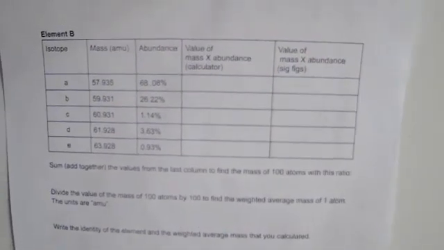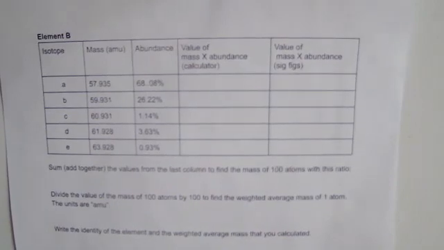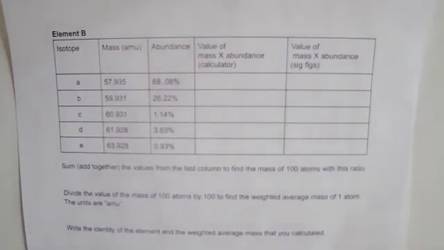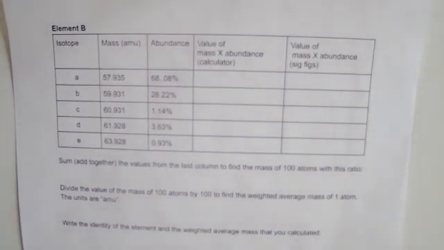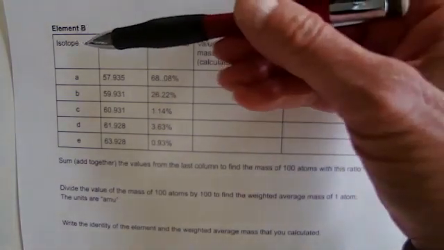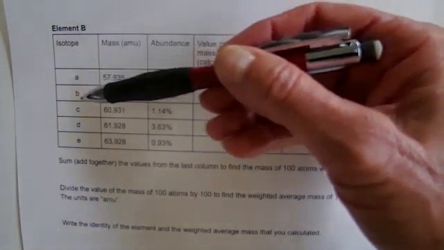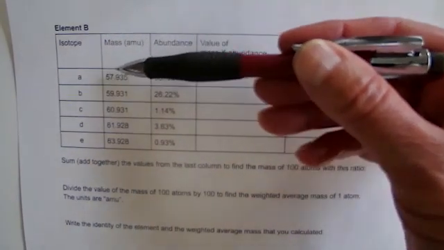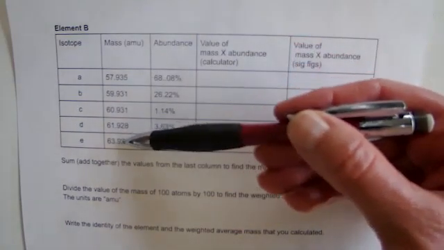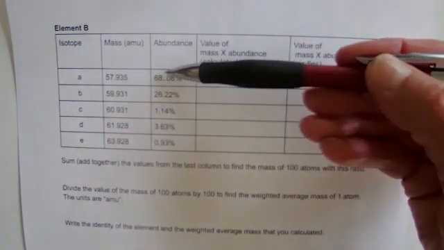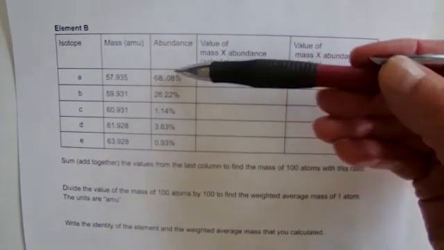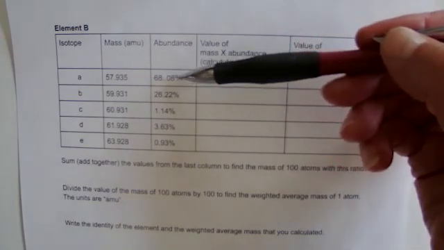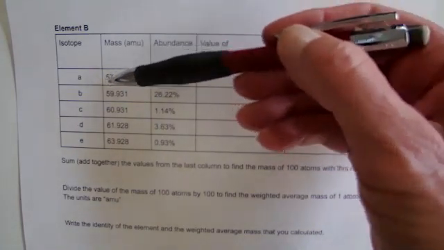Now, using that same method that we just did for element A, we're going to work with element B. So I'm going to talk you through it a little bit and then give you some time to work on it. First of all, element B, we can see, has 5 different isotopes, and the isotopes range in mass from 57.935 up to 63.928. We can see that the most abundant of the isotopes that we have has 68.08%, and that is the 57.9.